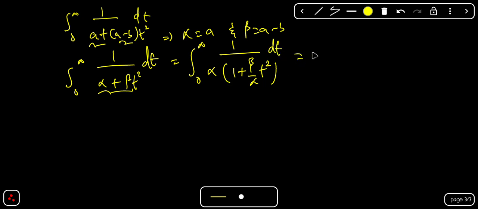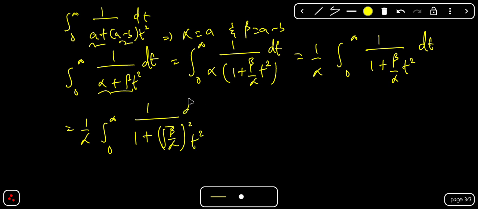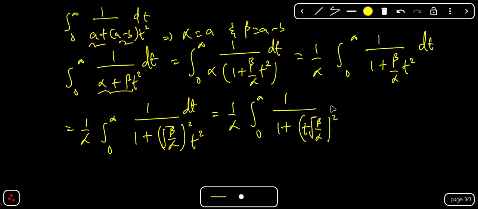Which is also equal to the integral from 0 to infinity of 1 over, so I can factor out alpha in the denominator, that is alpha into 1 plus beta over alpha multiplied by t square, dt. So taking out 1 over alpha, we have 1 over alpha integral from 0 to infinity of 1 over 1 plus beta over alpha t square, dt. Okay, which is also equal to 1 over alpha integral from 0 to infinity of 1 over 1 plus, square root of beta over alpha raised to the power of 2 is still the same thing as beta over alpha, then multiplied by t square, dt, which is equal to 1 over alpha multiplied by the integral from 0 to infinity of 1 over 1 plus. So we can bring square root of beta over alpha and t together. That is square root of beta over alpha multiplied by t, then everything raised to the power of 2, dt.